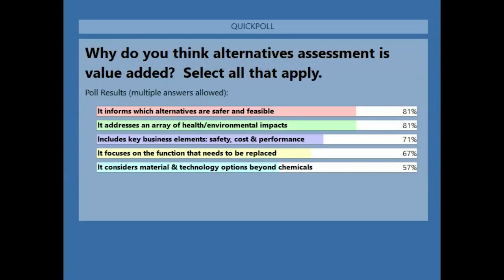The three panelists, Libby, Martin, Annie, what do you think about these questions? Do you think there is really a strong added value in using alternatives assessment?